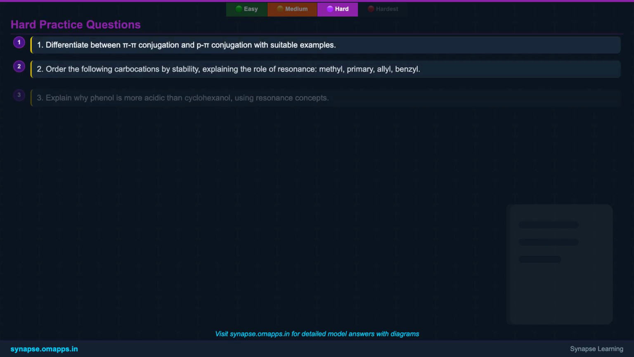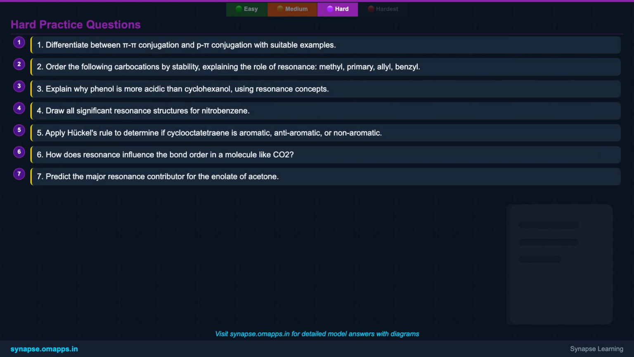You've navigated some complex concepts. Now, let's test your analytical skills with these 7 challenging questions. Differentiate between pi-pi conjugation and p-pi conjugation with examples. Order carbocations by stability using resonance. Explain phenol's acidity compared to cyclohexanol. Draw resonance structures for nitrobenzene.